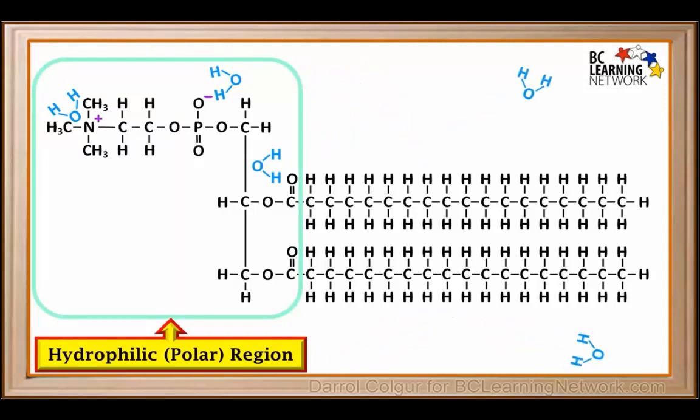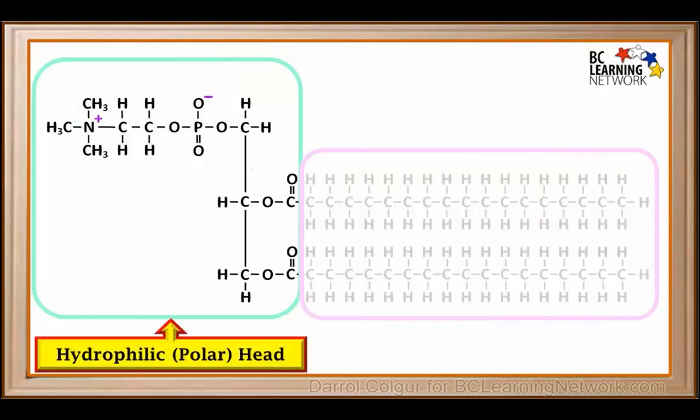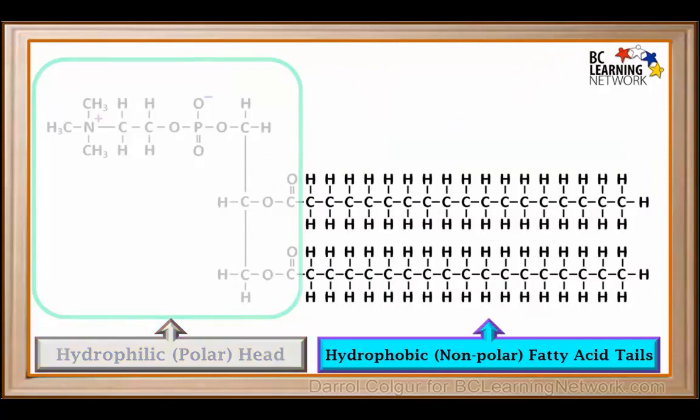The long chains of carbon and hydrogen atoms have no charges, and they tend to repel water. Because this region repels water, or fears water, it is said to be hydrophobic. And because it has no charges, or partially charged atoms, it is called nonpolar. This is also called the hydrophilic polar head, and these are also called the hydrophobic nonpolar fatty acid tails.